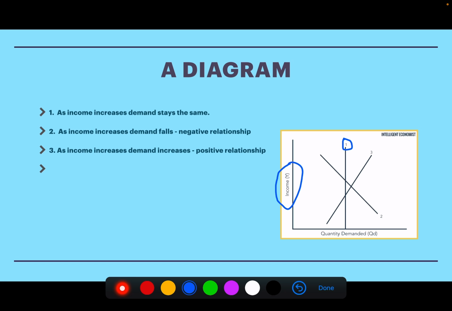Number 2, what we've got here is as income goes down, demand is going up. So we've got a negative relationship there. As income's going down, demand is going up. So that would be an inferior good. And number 3, income goes up, demand goes up. So that would be your normal good. That might be something like clothes or computer games.